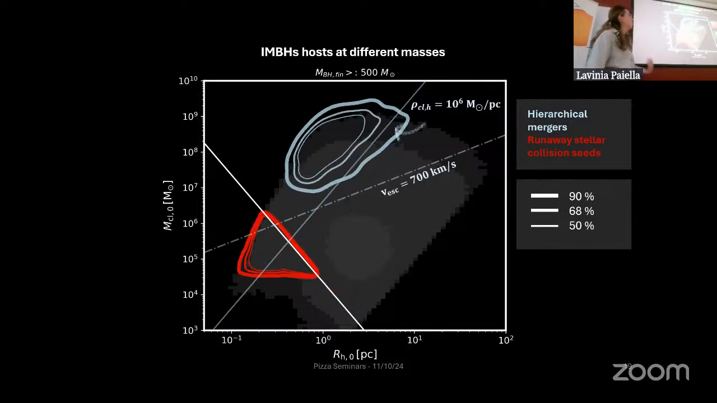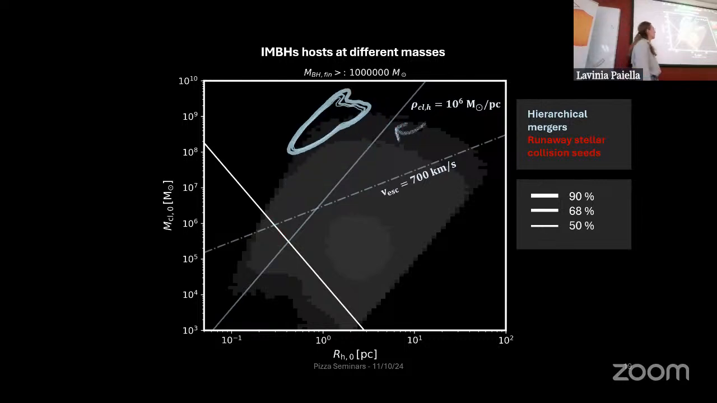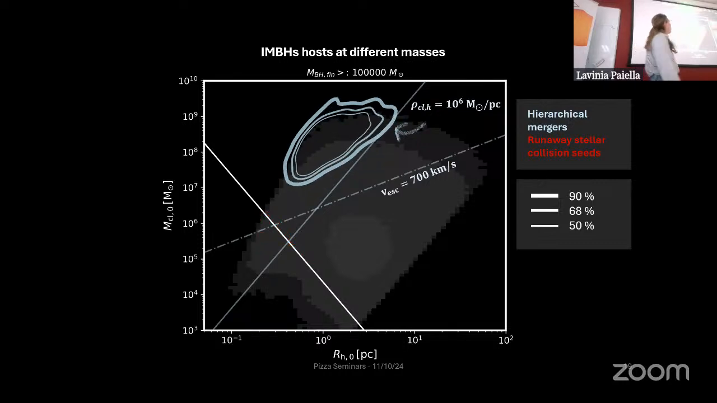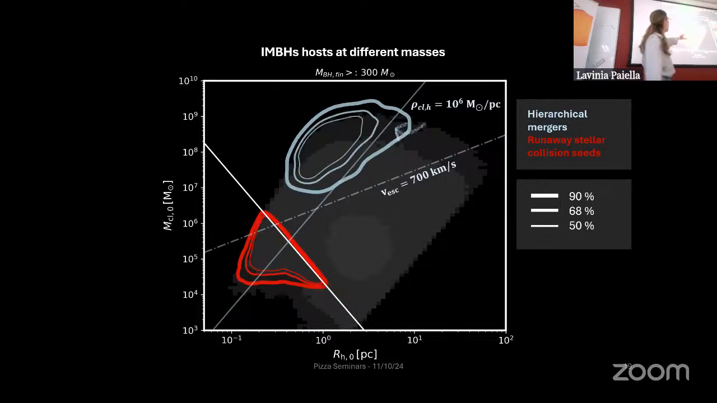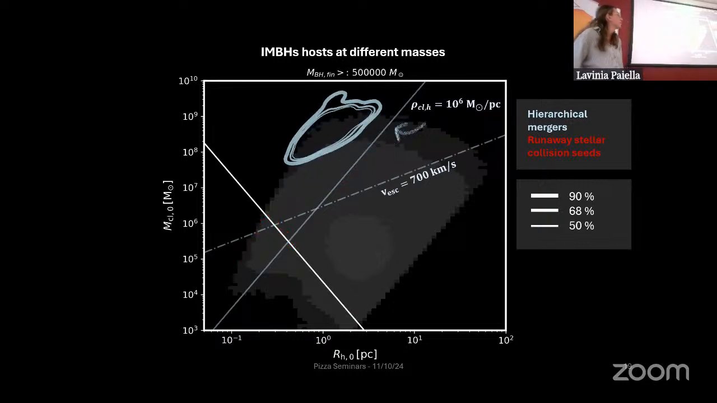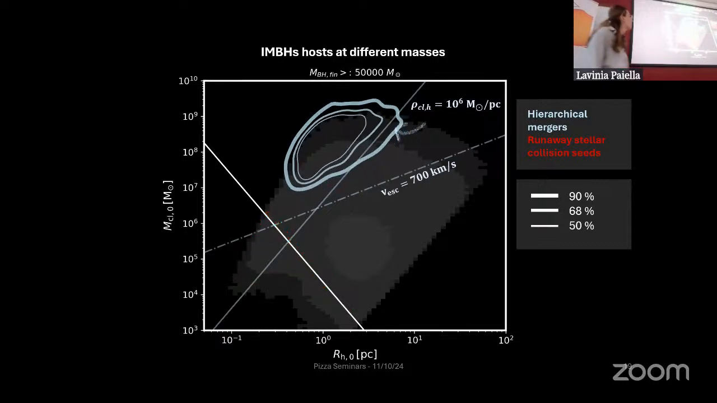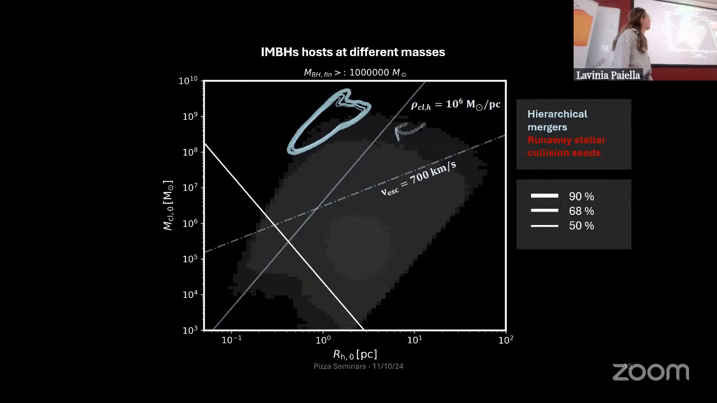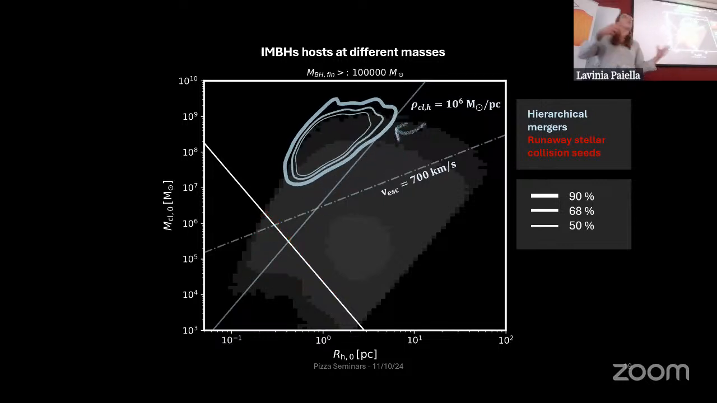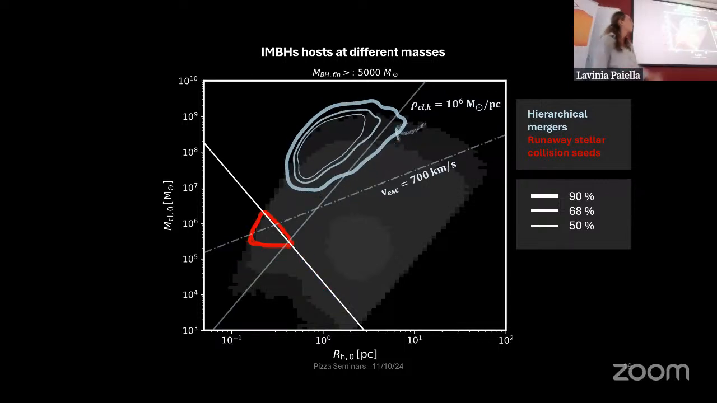For a hierarchical merger, this is really not trivial. And honestly, I'm not sure what the edges of these distributions are. For example, one could say, okay, maybe I draw a line at density, and the density seems to cut my distribution. But again, this is something that I want to investigate a bit further. And if you have ideas, please tell me. But I think it's really interesting because it goes in the direction of relating the mass of an IMBH to the properties of the environment.